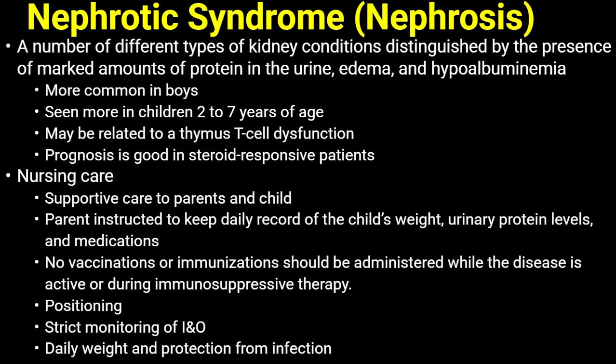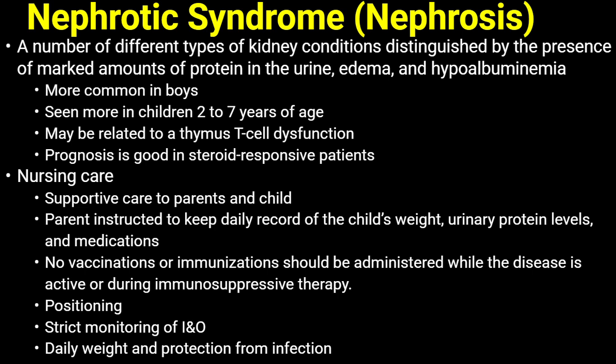Nephrotic syndrome is a kidney disorder in which the glomeruli become more permeable, allowing large amounts of protein to leak into the urine. The loss of protein causes hypoalbuminemia, which leads to generalized edema. It most commonly affects boys between 2 and 7 years of age and is often caused by minimal change disease, which usually responds well to corticosteroid therapy.